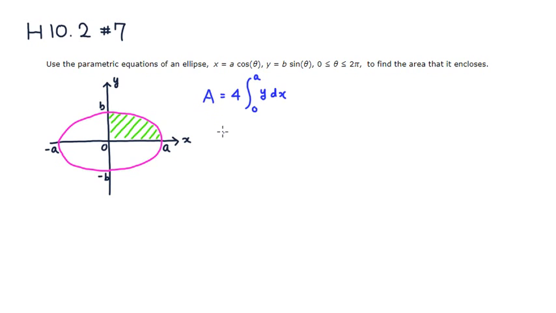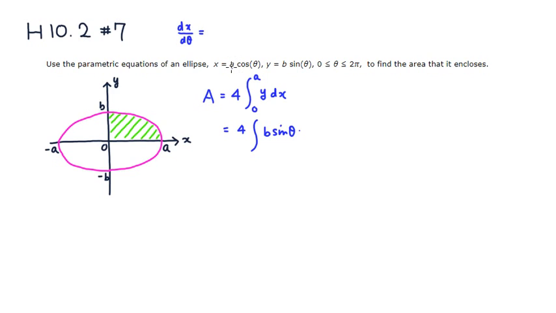So this is going to be equal to 4, still 4, then the integral. I'm going to do the limits later. Y is given here: y is b sine of theta. Then we have to come up with dx. So dx can be found by doing this.